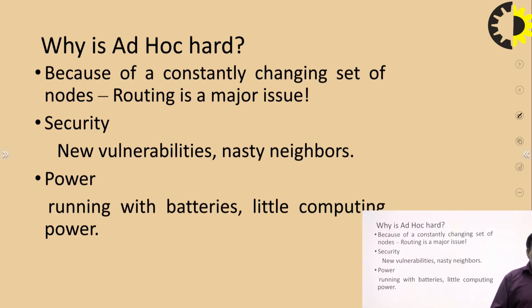The second, security, new vulnerabilities, nasty neighbors, means the dynamic behavior of the nodes in the neighborhood. That's why for the devices which are required to connect to different devices or sites in the neighboring area, security is a major issue.